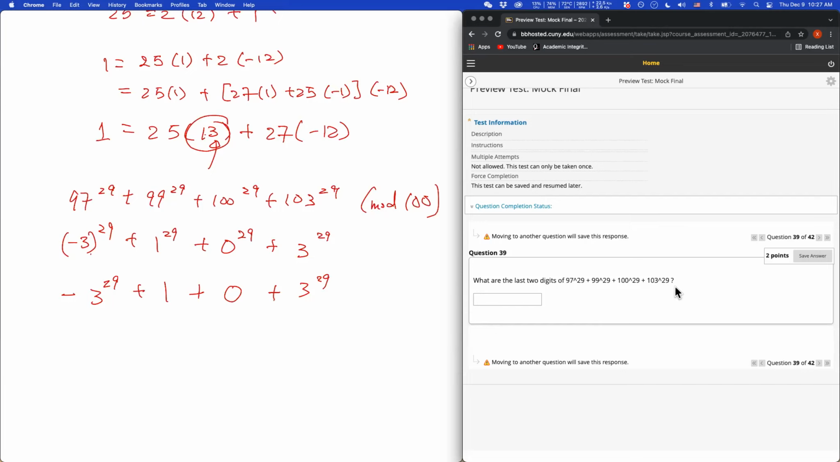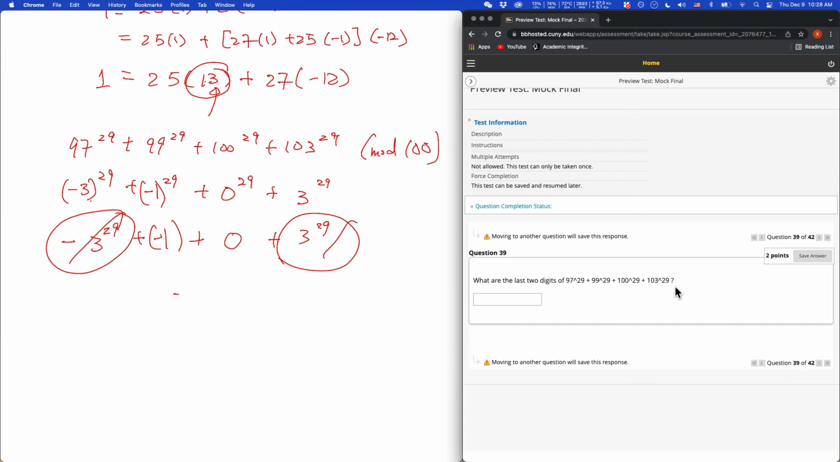Now, if you solve it, what do you get? Okay, here, oh, okay. 99 mod 100 will give you -1, not 1. You have -1 mod 100. So this -3 to the 29 plus 3 to the 29, you can cancel it out. So you know this will just be congruent to -1.